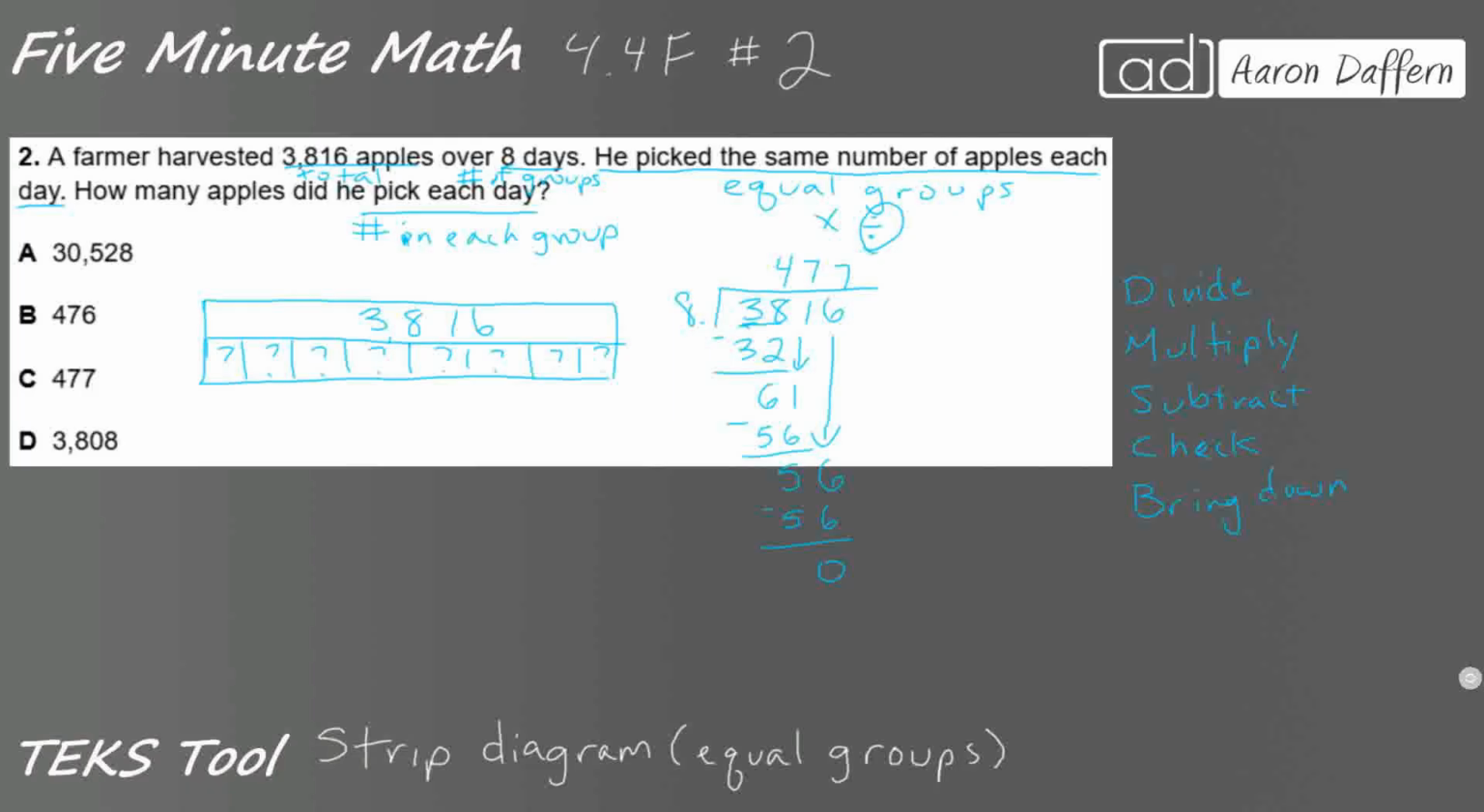I'm finished with it. So 3,816 divided into 8 days means that there are 477 apples picked on each day.